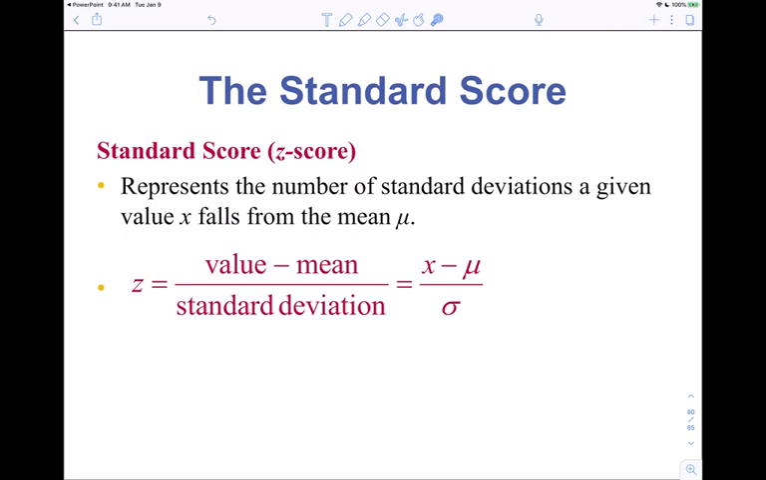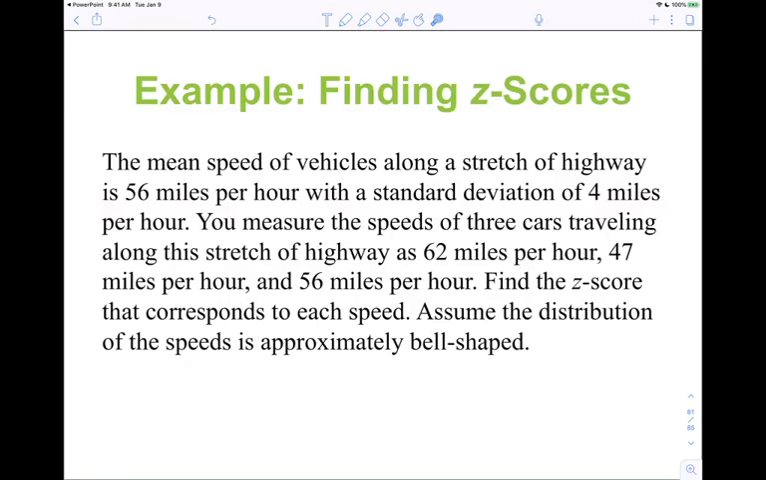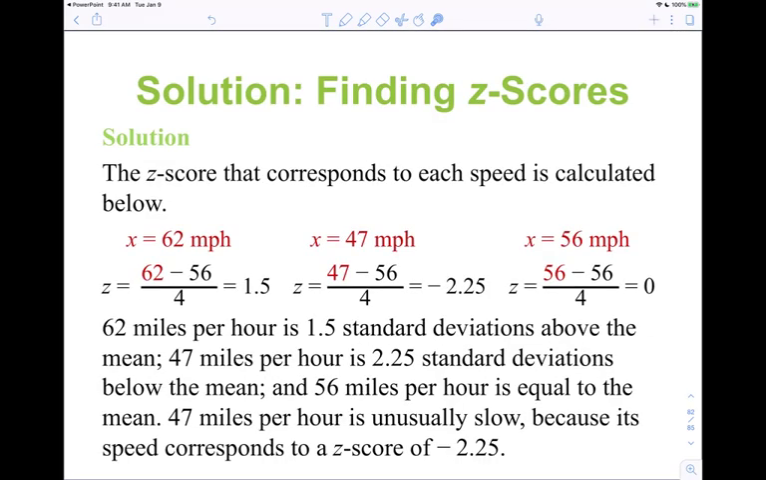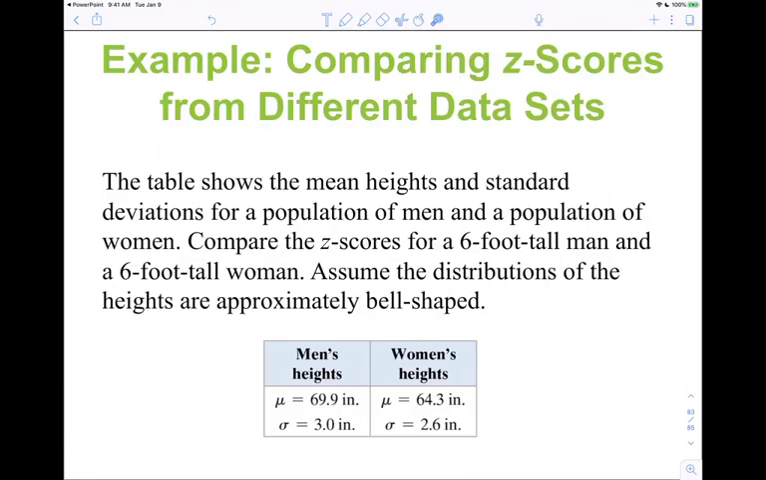Oh, and let's talk about the Z-score, the standard Z-score. This represents the number of standard deviations a given value X falls from the average. So the Z-score is the X value minus the average, divided by the standard deviation. Again, that's the number of standard deviations a value falls from the average. I think you can handle this one as well. I'm going to leave this as an exercise. If it's not clear, just contact me and we can talk about it.